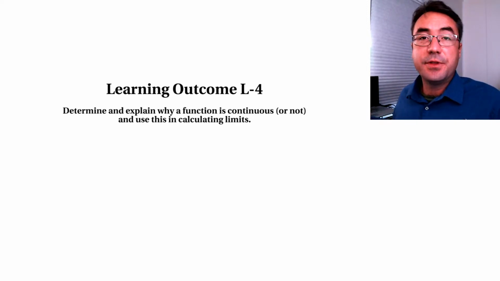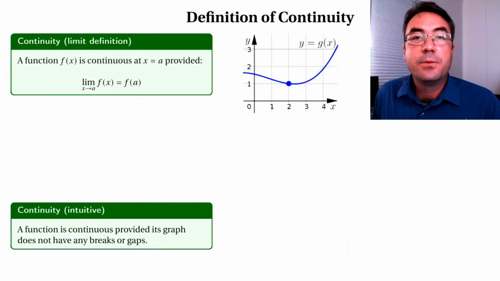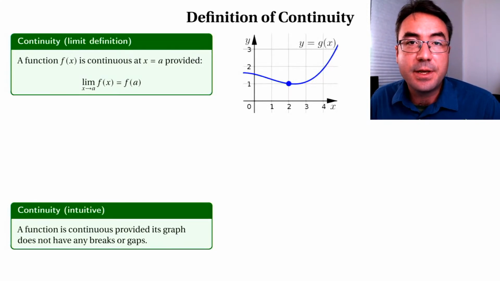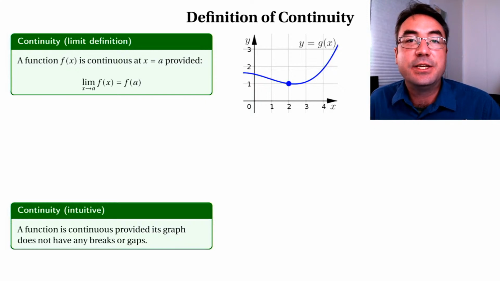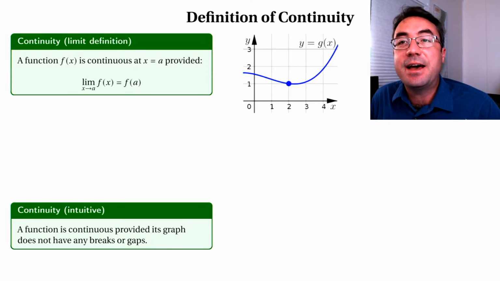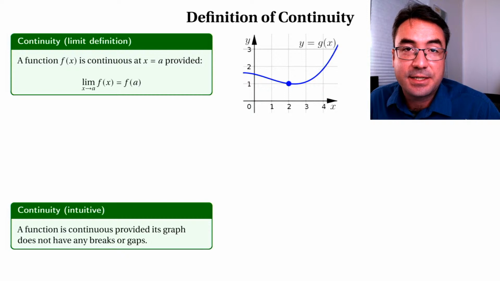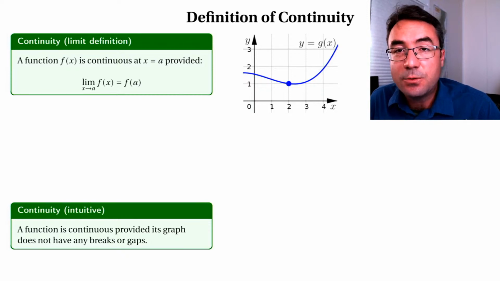All right, so let's first look at the definition. So we kind of have two definitions here. We have our limit definition and then our intuitive definition. So first, let's read through the limit definition. It says a function f of x is continuous at x equals a, provided the limit of f of x as x approaches a is equal to f of a.